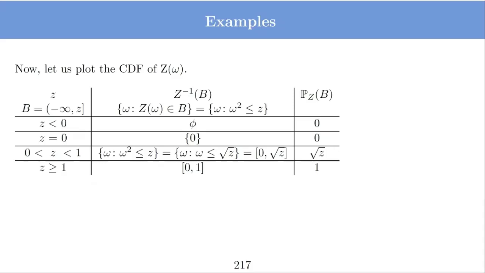And if z is greater than or equal to 1, then omega square less than or equal to z will contain all omega, all of capital Omega. So this will be the complete set 0 to 1, and the probability will be 1. So I have computed the CDF: when z is less than 0, the CDF is 0. From 0 to 1, it increases as root z, and then beyond 1, it becomes constant at 1.